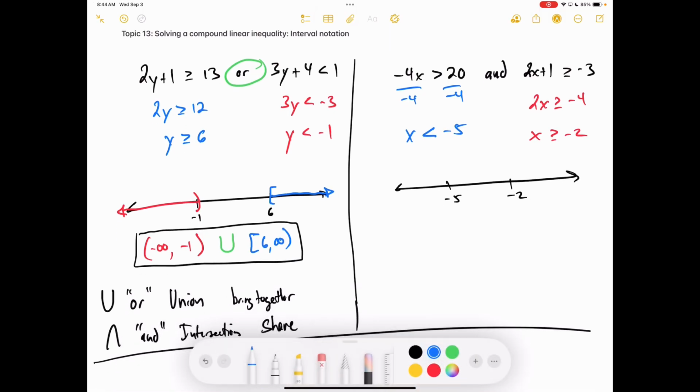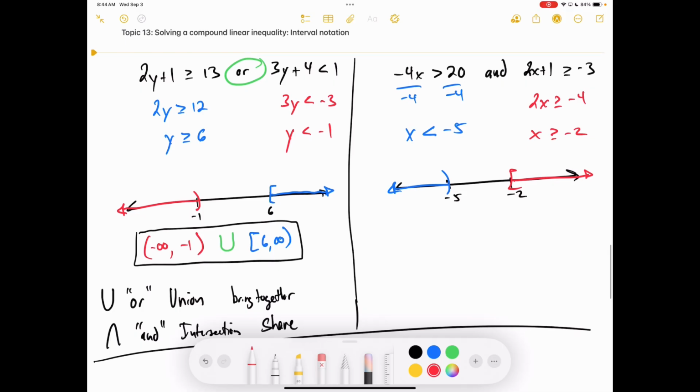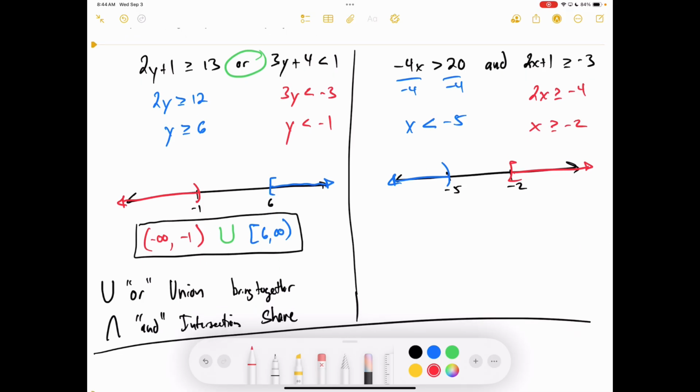Okay. So on my blue line, it is less than. So parentheses to the left. And a greater than or equal to is to the right, so it goes forever to the right. All right. Now, this is why I was saying I was going to have to do another one, but we can shortcut that one.